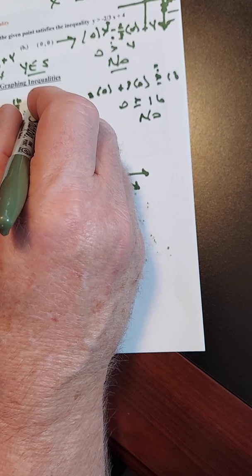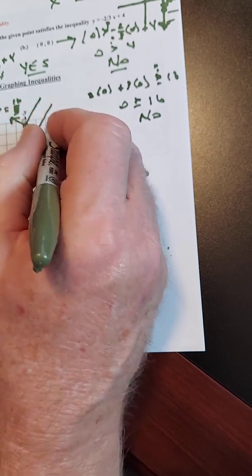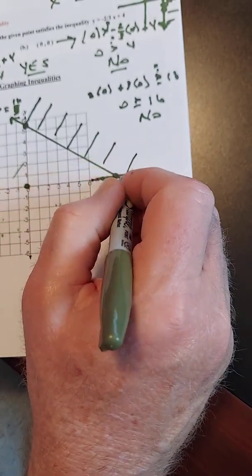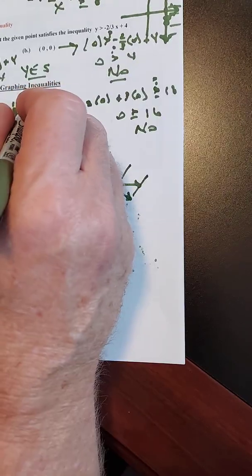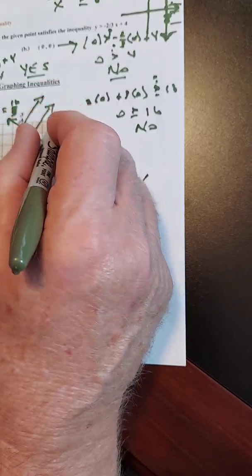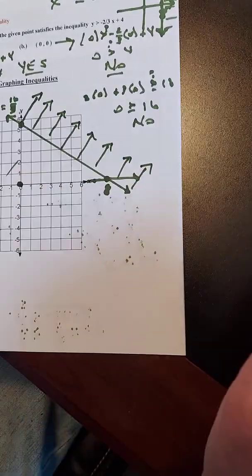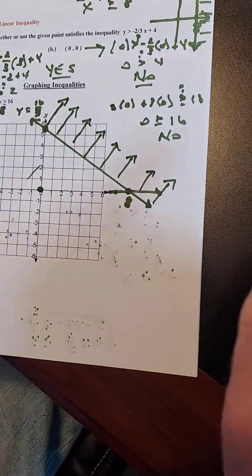Everything up here does. So what you do is you shade this side of it. Now, if I was doing this with a pencil, I'd probably shade the whole thing in. Or you can put what they call hash marks. And basically we're saying anything on that side of the line is part of the answer.